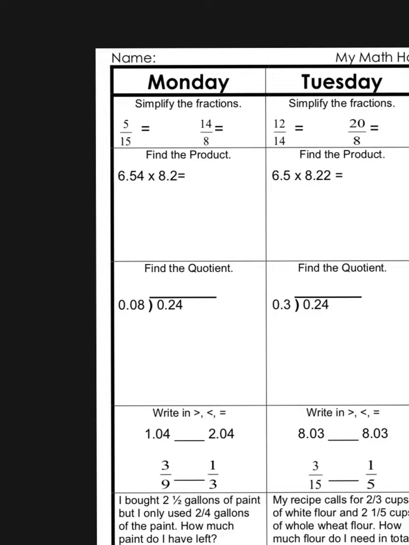This is my math homework number 17, Monday. For the first one, it says simplify the fractions. On the left side, you have 5/15.